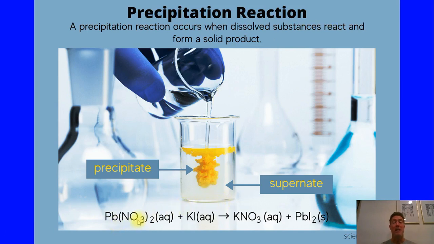So here we have lead nitrate combining with potassium iodide, and the Pb is going to replace K and become PbI2, and the K is going to replace Pb and become KNO3. The KNO3 is still in solution, that doesn't fall out, but the PbI2, notice here, with an s, means it is no longer aqueous. So start aqueous, aqueous, aqueous, no longer aqueous. It will fall out of solution. It will form a precipitate, a solid product.